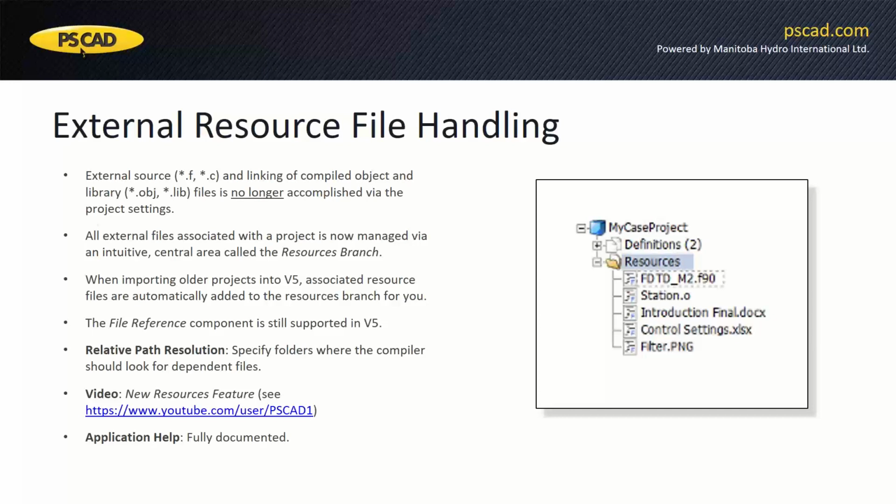And we're still supporting the file reference component. If you're worried about that, you can still go ahead and use that. That operates separately from the resources branch. Another cool thing that we've added to the application options is a relative path resolution. So now you can specify specific folders where the compiler should look for your files, and that alleviates the need for you having to put in absolute paths and stuff like that. You can rely more so on relative paths. Once again, there's a video for that.